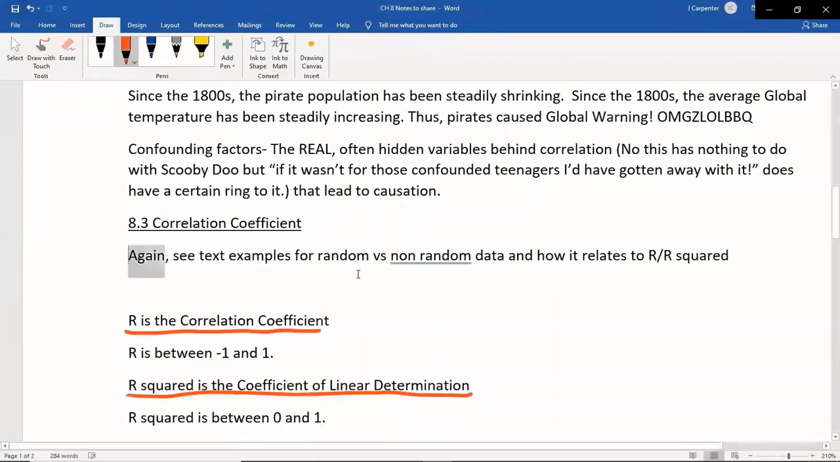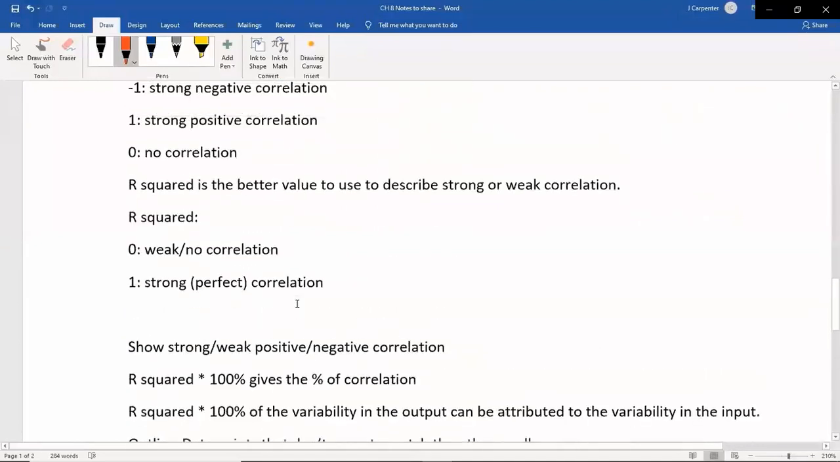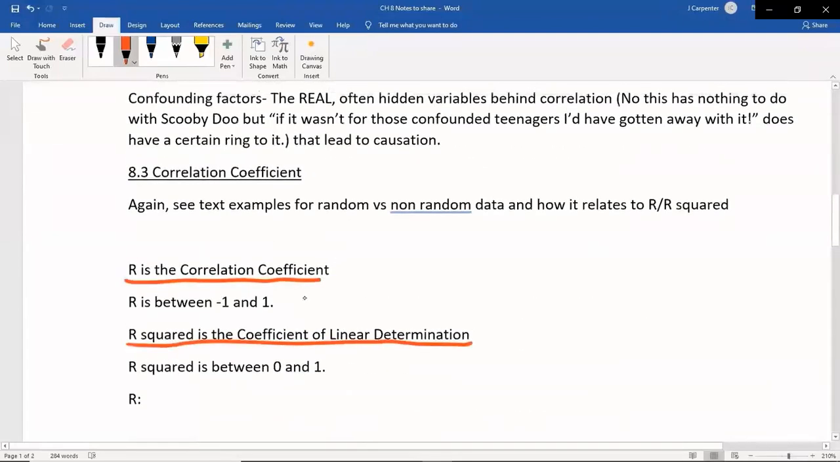So I say here again, see text examples for random versus non-random data. We'll get into that after we go over the definition. And I won't actually do see text. I'm just going to make some images myself. So R is the correlation coefficient. R is between -1 and +1. And did I write it in interval notation later? I do not, so let me write it to the side. So -1 less than R less than 1.